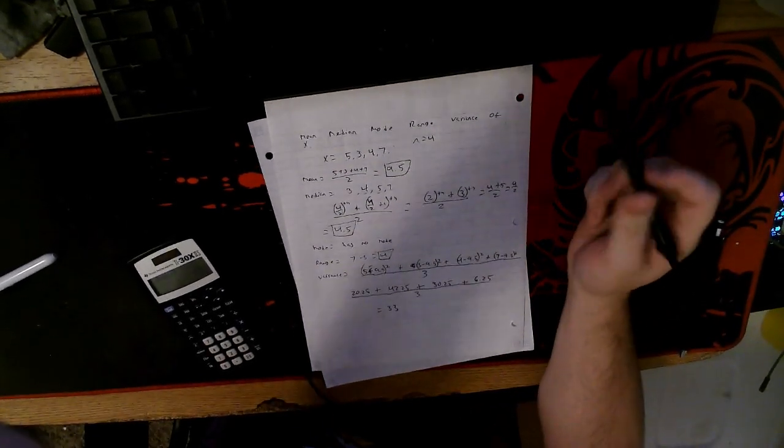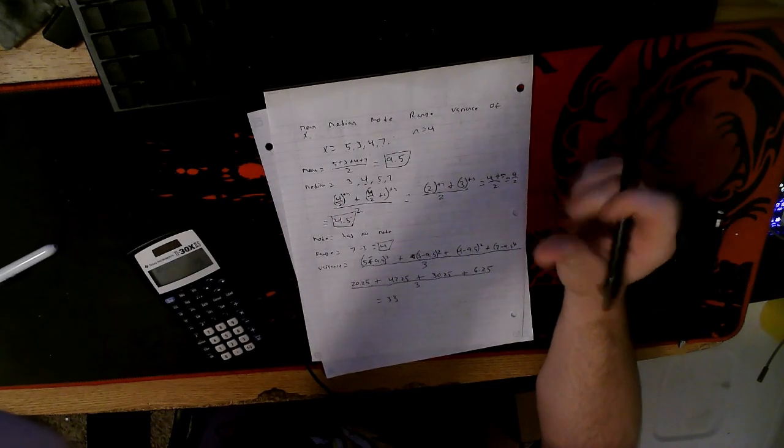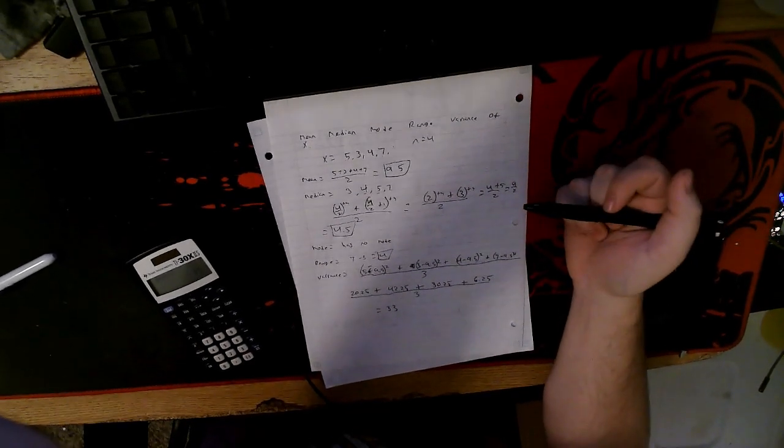So yeah, that is how you find the mean, median, mode, range, and variance of a data set.